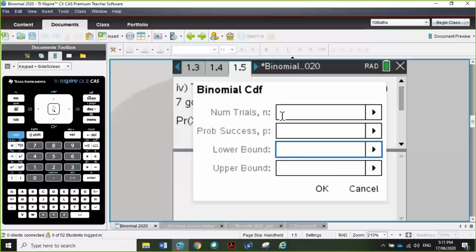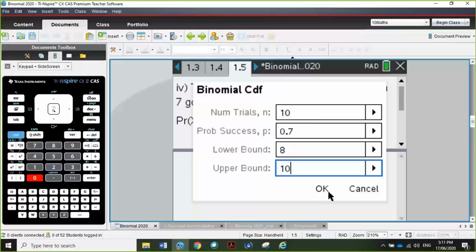So again, 10 trials, press tab, 0.7 tab. Now it was more than 7, so we don't include 7. So our lower bound is 8, press tab, and our upper bound is 10.